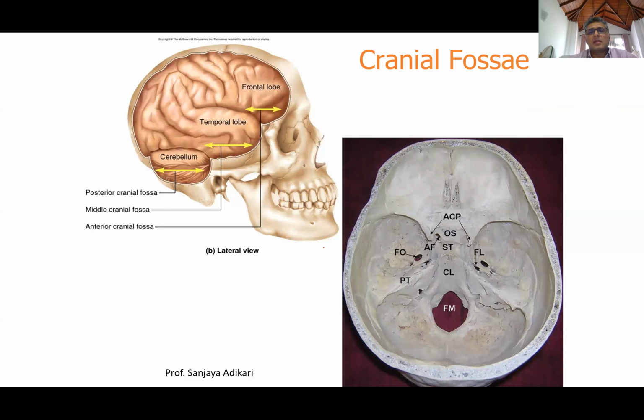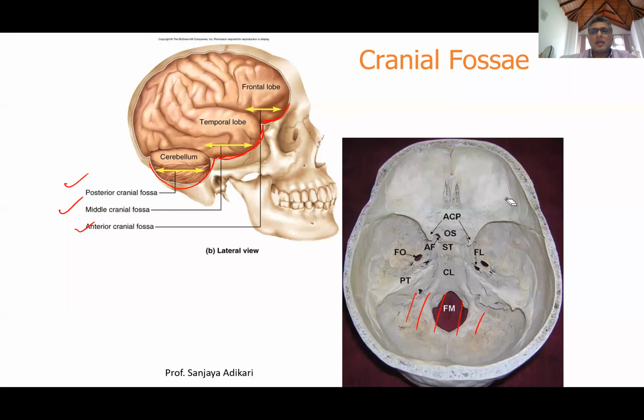If you have studied the cranial cavity, you will get an idea. Now this part of the cranial cavity, if you look from above, is called the anterior cranial fossa. Then this area is called the middle cranial fossa. And this area is called the posterior cranial fossa. So this is clear to you.